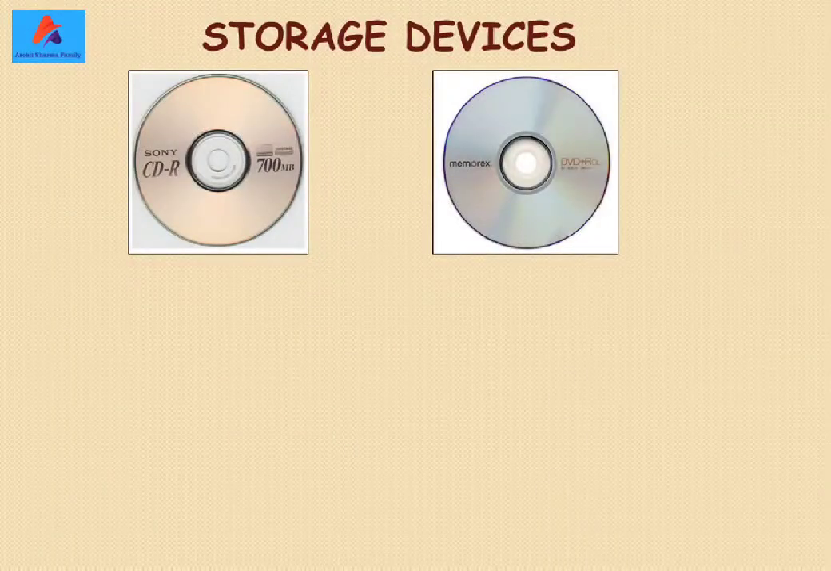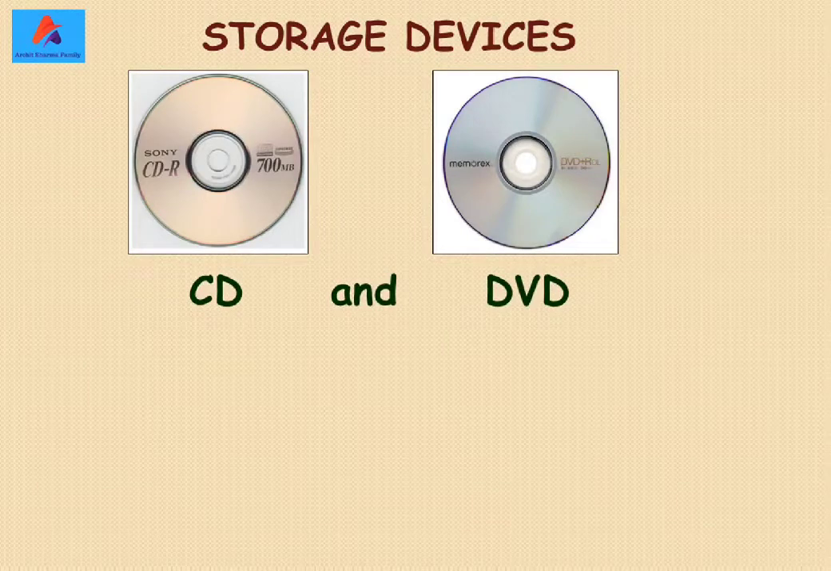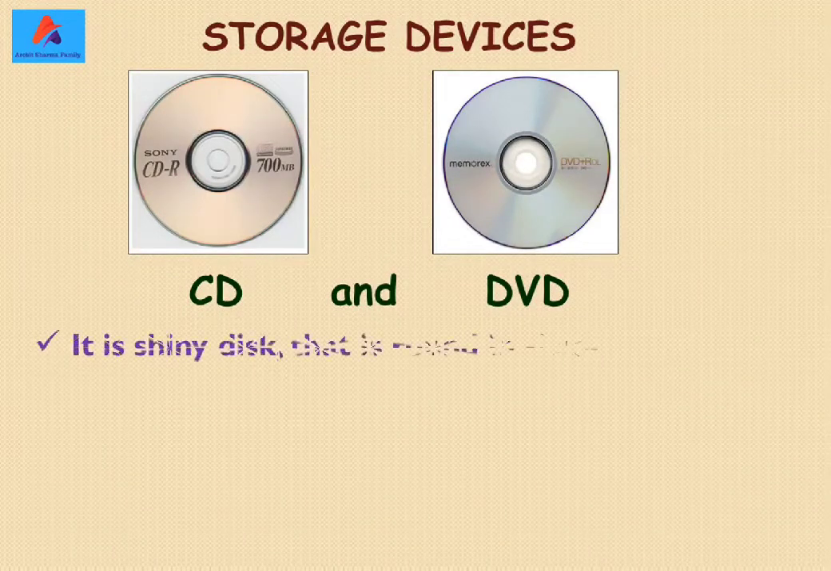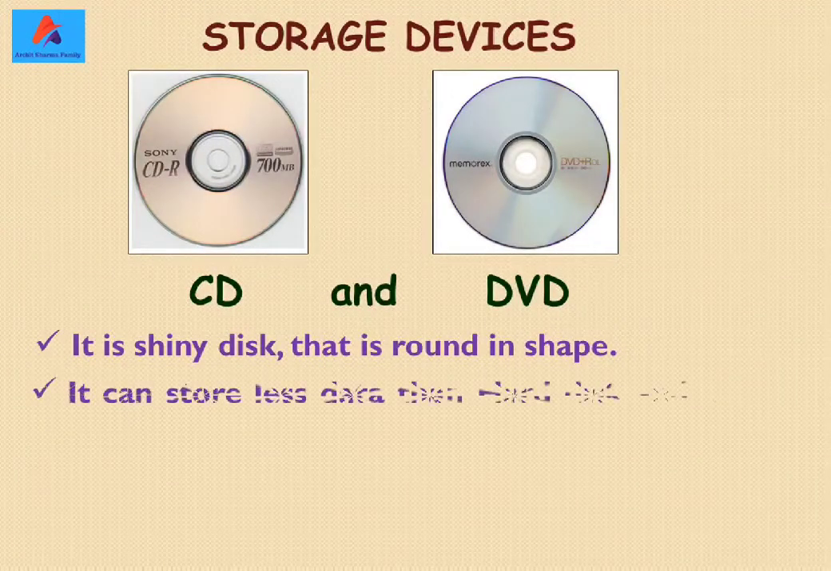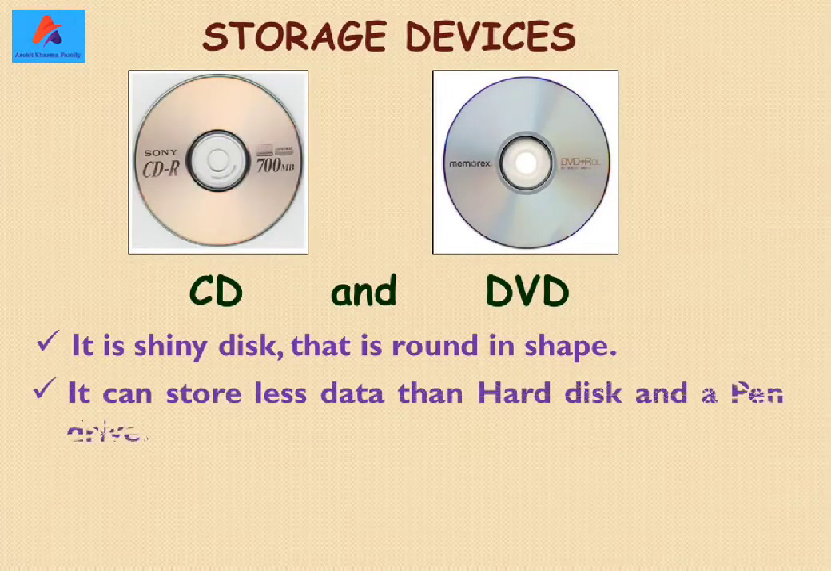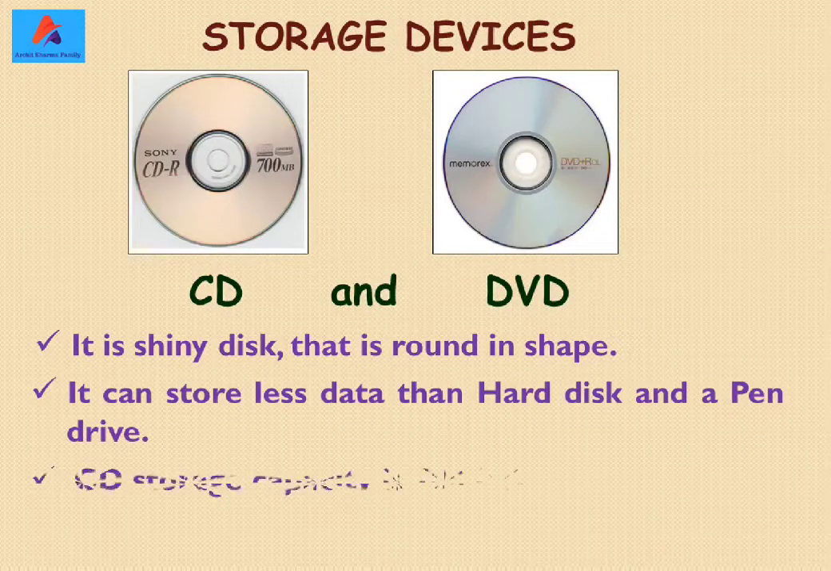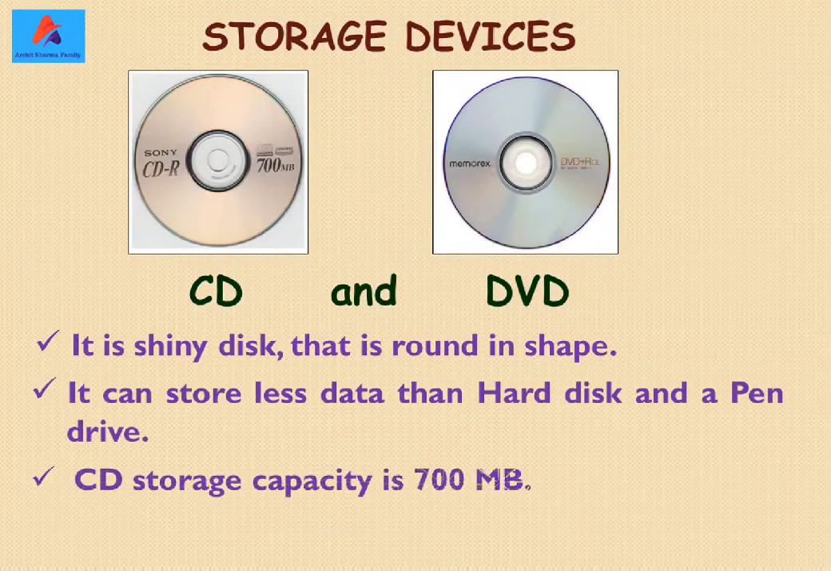CD and DVD. It is a tiny disk that is round in shape. It can store less data than hard disks and a pen drive. CD storage capacity is 700 MB. DVD storage capacity is 4.7 GB.